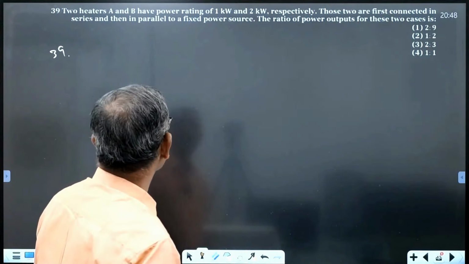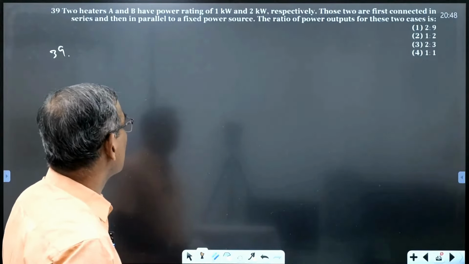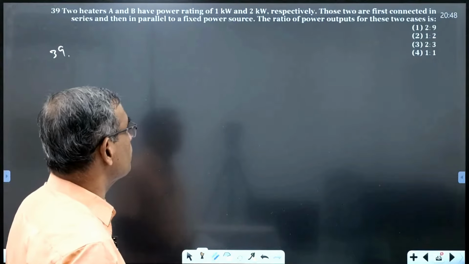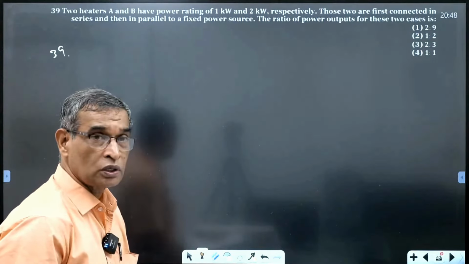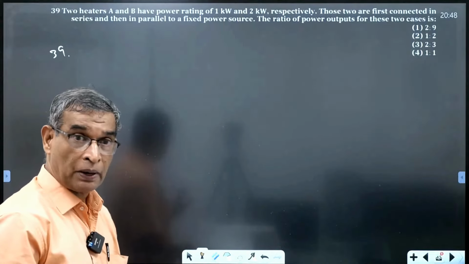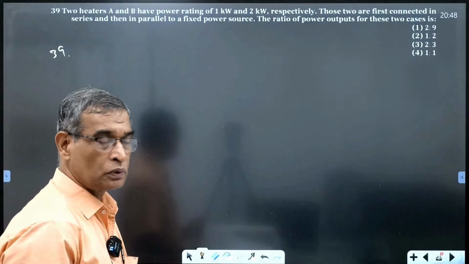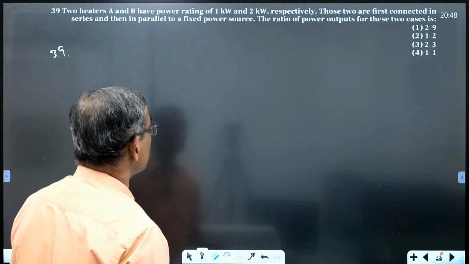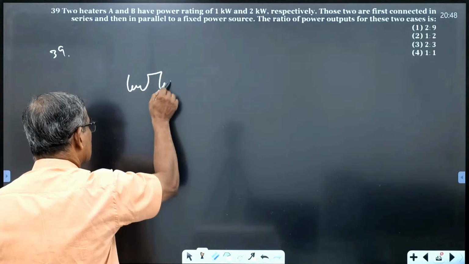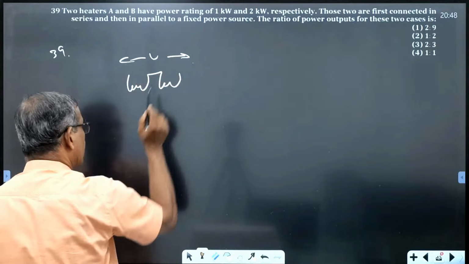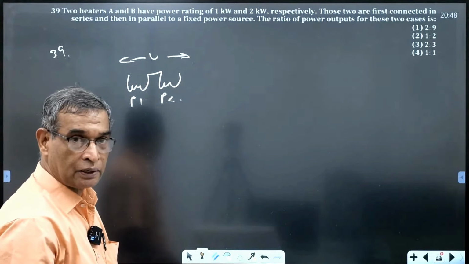Two heaters A and B have power ratings of 1 kilowatt and 2 kilowatt respectively. They are first connected in series and then in parallel to the same power source, that is, the applied voltage is the same. Then find the ratio of the power output in these two cases. When the two are connected in series like this, with the same voltage applied, this is P1, this is P2. What is the effective power when they are connected in series?